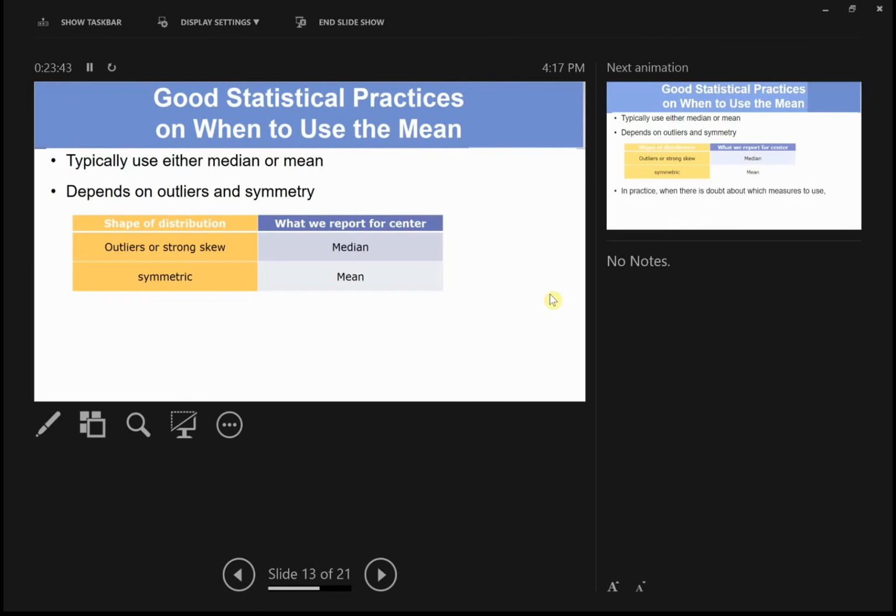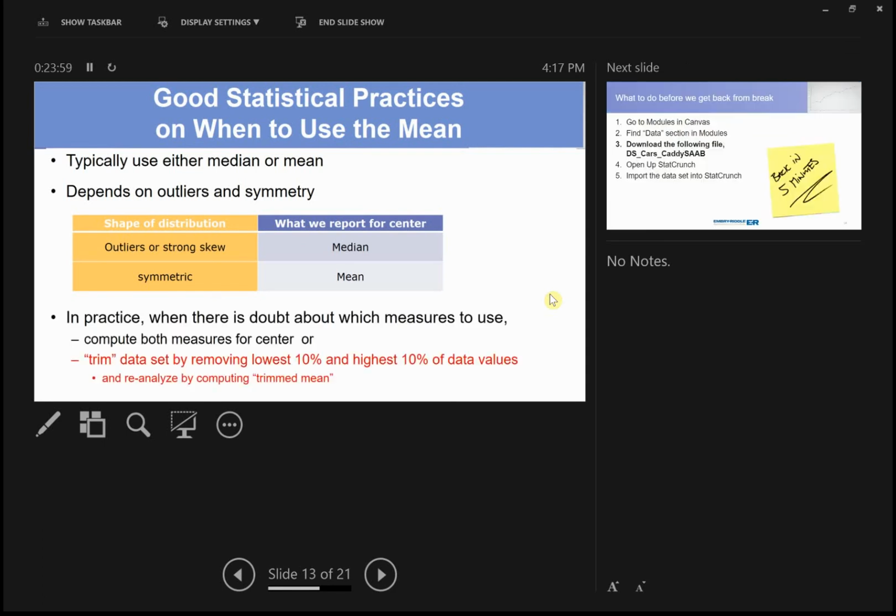Here's kind of the general guidelines. Whenever we have outliers or strong skew, we always use the median. When we have a symmetric distribution, even though we could use the median, we use the mean. Now, what happens in real life most of the time is that the two are not exactly equal, and sometimes it's not so obvious if it's symmetric. So we're going to talk about what to do in those cases.